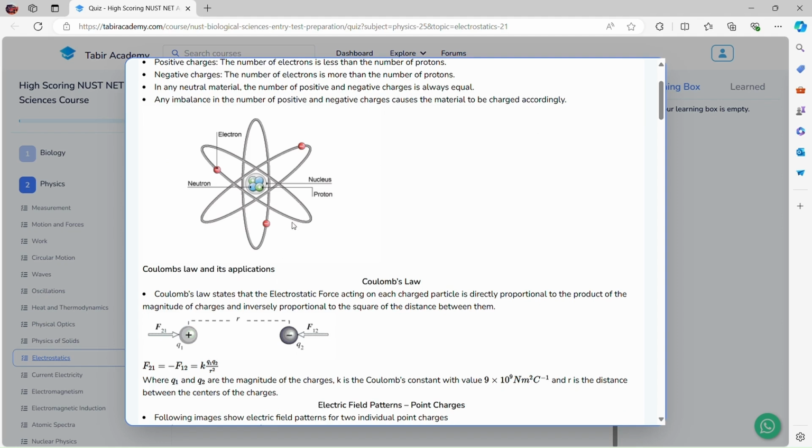You can see, this is your nucleus. This is your proton, which is positive, neutron which is neutral, and electron which is negative.